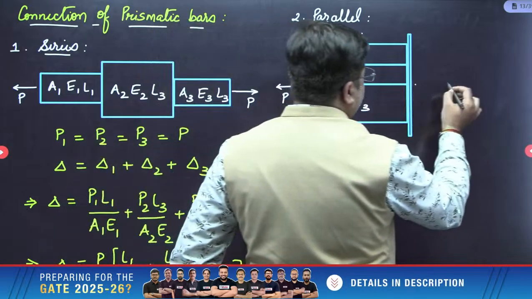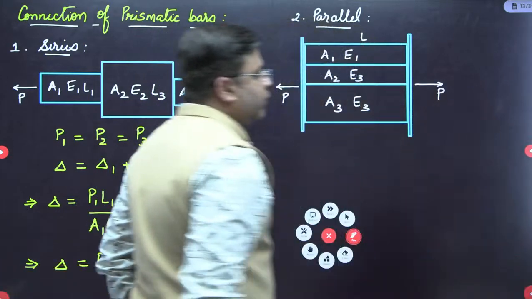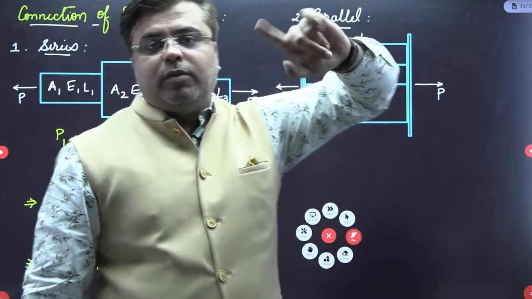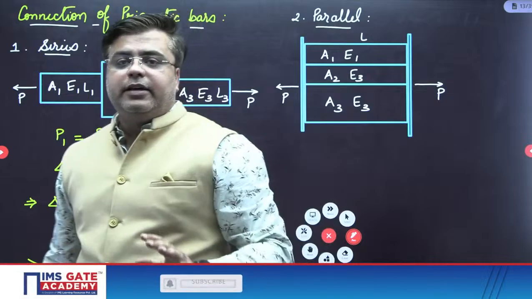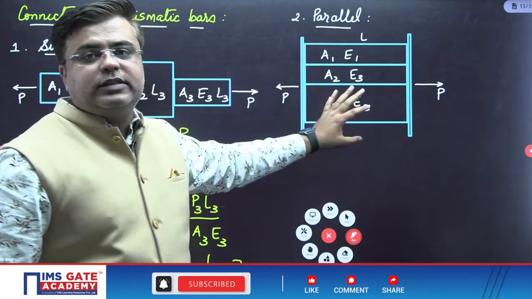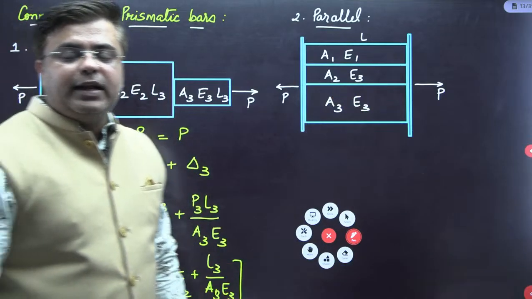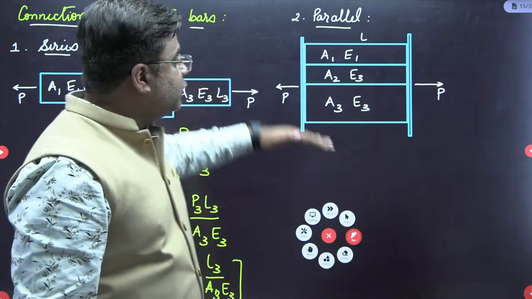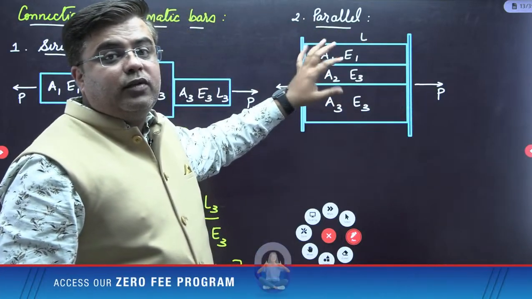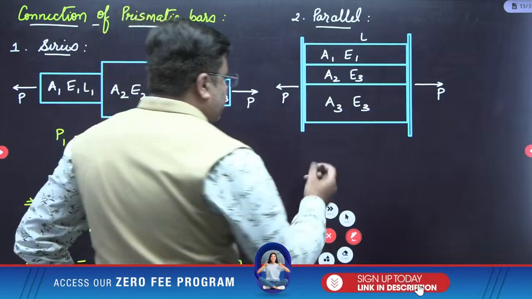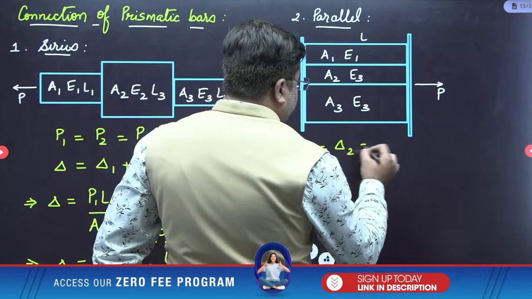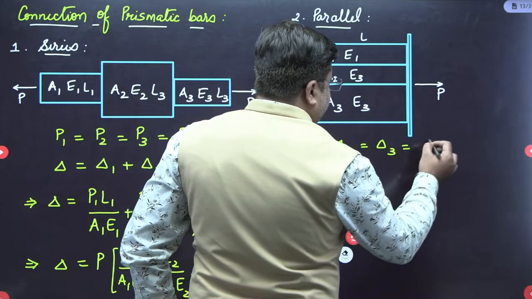So when the bars are connected in parallel, what will be one common thing among all these bars? Anyone? Everyone, just quickly reply on this. When these bars are connected in parallel, the common thing among all these bars will be deformation delta. So delta 1 is equal to delta 2 is equal to delta 3 is equal to delta.